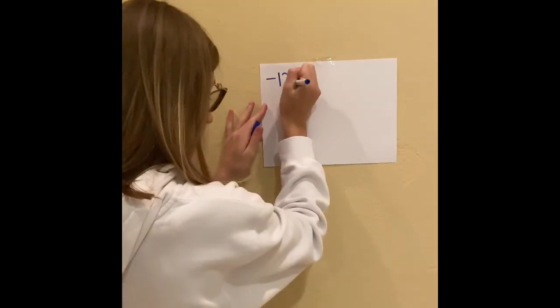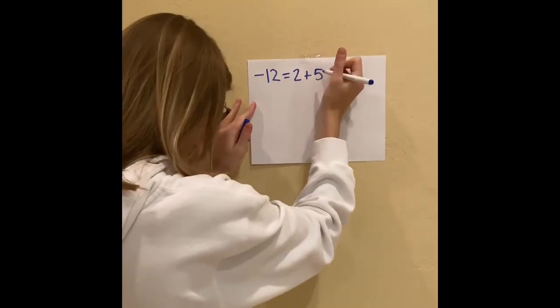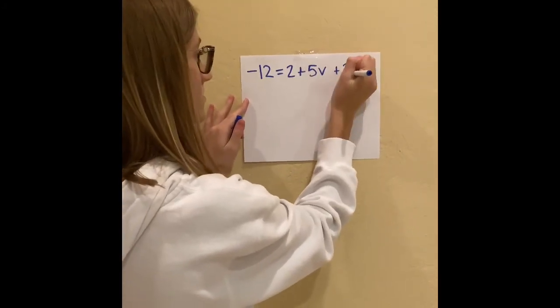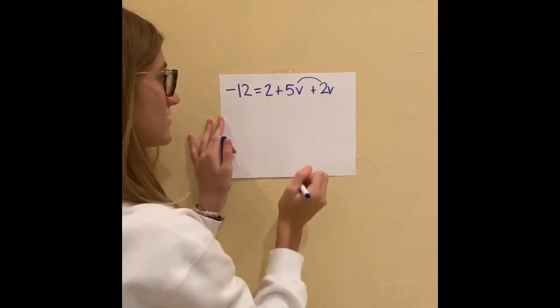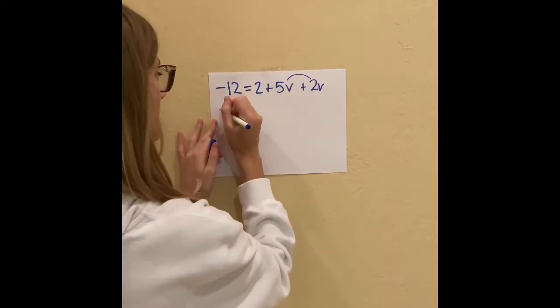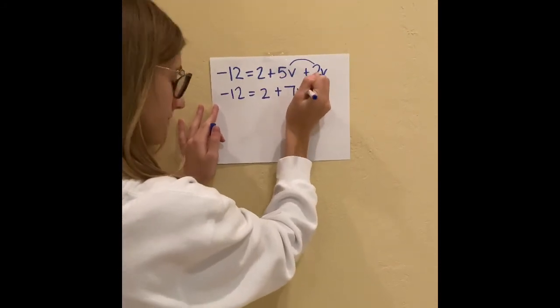The final example that I'm going to show you guys how to solve is another like-term multi-step equation. This problem is -12 = 2 + 5v + 2v. So when you look at this problem, you see that 5v and 2v are like terms. So we have -12 = 2 + 7v.